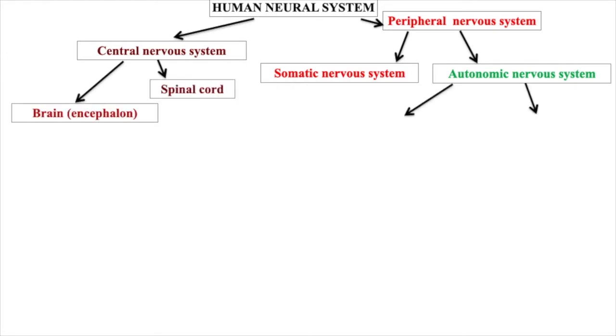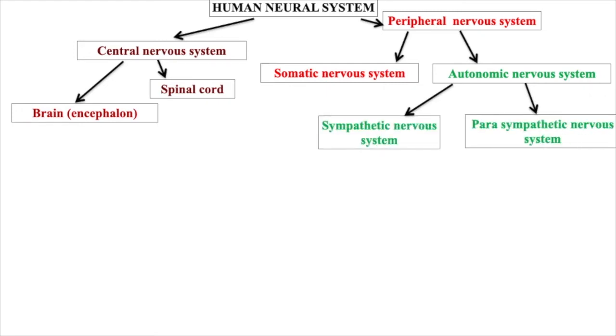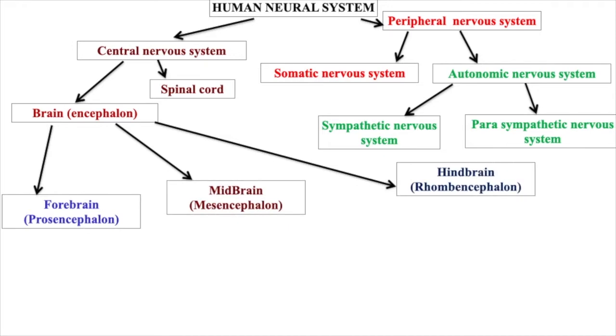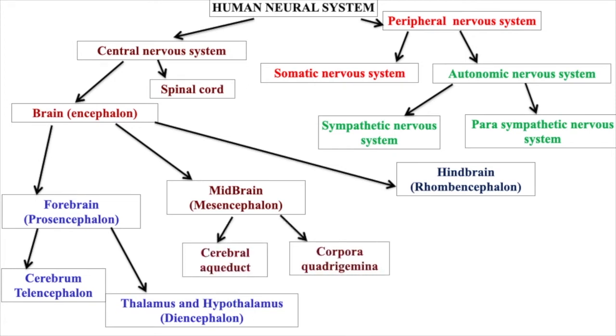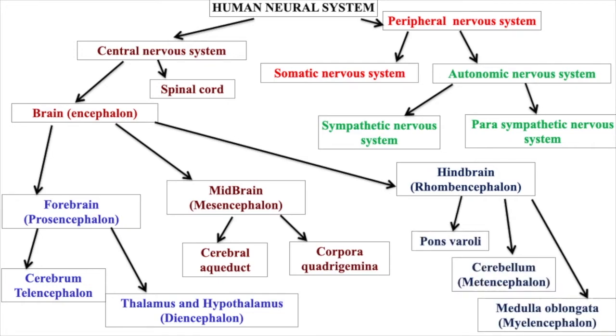Now the brain we know is divided into three parts: the prosencephalon, that is the forebrain, the mesencephalon, that is the midbrain, and the hindbrain, which is rhombencephalon. We have already seen the parts of the forebrain in the previous video. So here we are going to see the parts of the midbrain and the hindbrain. So let us begin here with the parts of the midbrain.